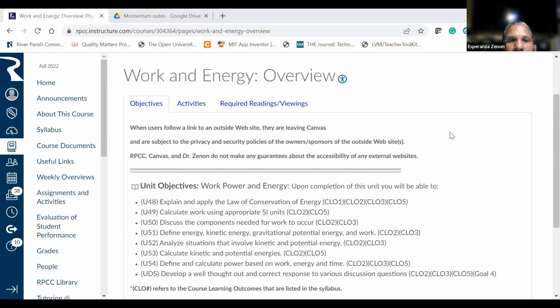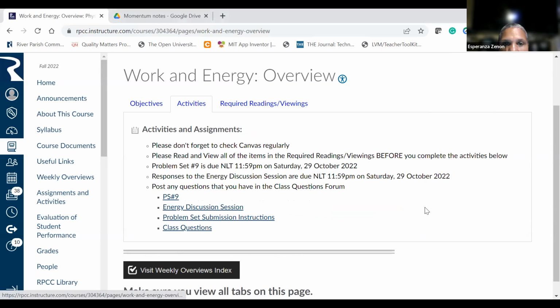But in this particular overview, we focus on work and energy. So we're going to look at the different types of energy. We'll look at what is work and what's the connection between work and energy. And then we'll look at conservation of energy. Okay. So for this overview, problem set 9 is due Saturday. Now, problem set 9 deals with momentum. So this week you've got 8 and 9 on your plate in terms of problem sets, and you have the energy discussion. And then the second bonus if you want to do it.